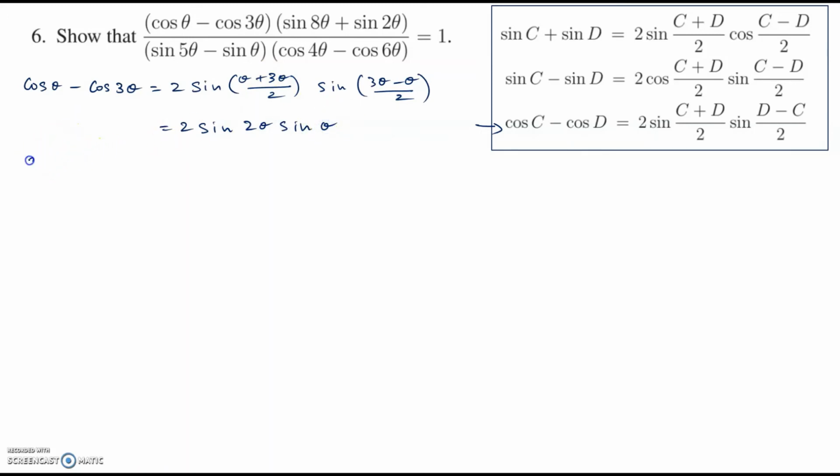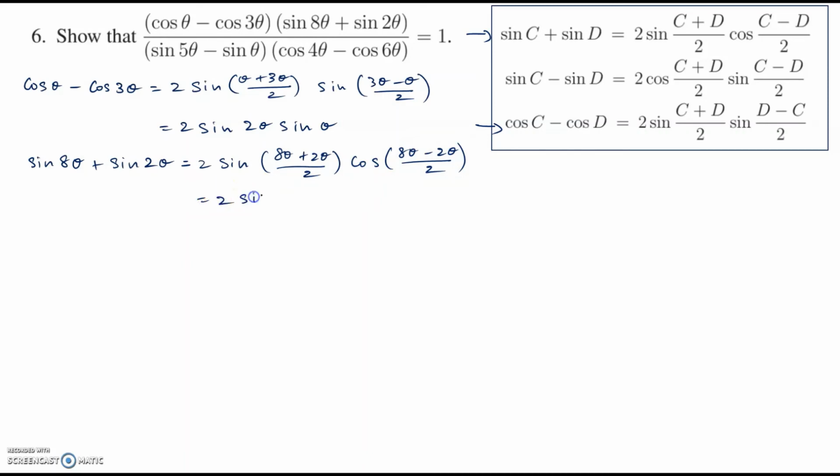Next, let's take sine 8 theta plus sine 2 theta, and let's use this formula here. So C is equal to 8 theta and D is equal to 2 theta. So that's equal to 2 times sine (8 theta plus 2 theta) divided by 2 into cos (8 theta minus 2 theta) divided by 2. So that's equal to 2 times sine 5 theta into cos 3 theta, since 6 theta by 2 will be 3 theta. Let's define this as 1 and this as 2.